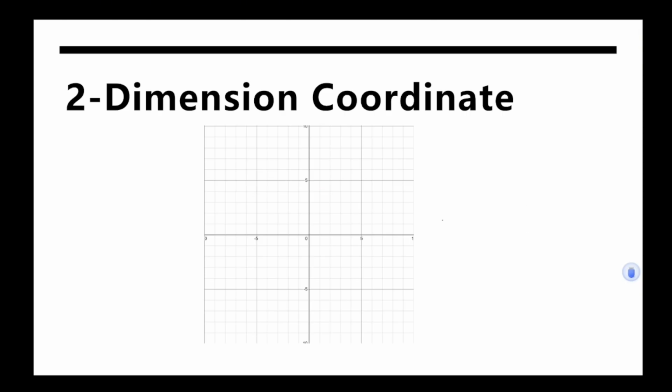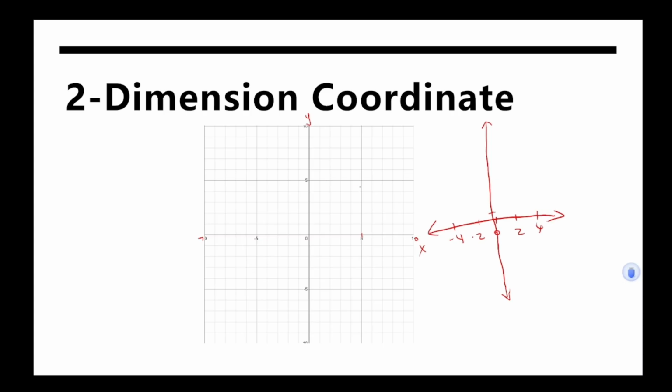Similar to a number line, a coordinate plane has numbers marked on it, both positive and negative. You can see here, 5, 10, -5, -10. A thing different from a number line is that it's in two dimensions. It has two lines, which are called the x-axis and y-axis.